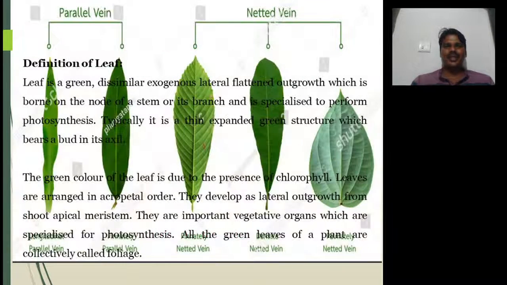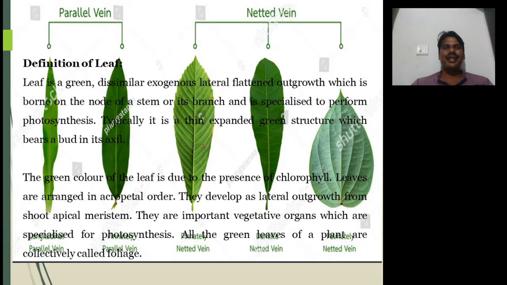In leaf morphology, there are veins and there is some shape. We studied parallel venation and reticulate venation. The leaf is a green, flattened object present on the tree. So first of all, we discuss the definition of leaf. What is the definition of leaf?